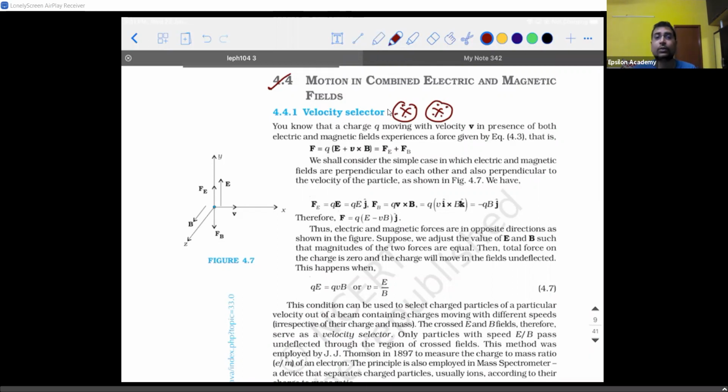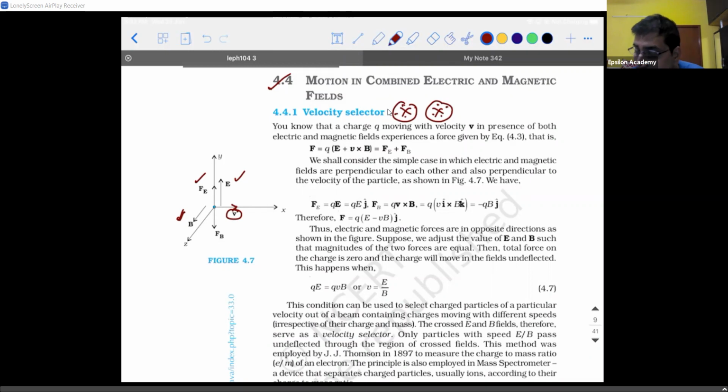But listen to this carefully. Let us say you have an electric field in the direction of positive y-axis, and magnetic field in the direction of positive z-axis. Okay, and if the charged particle is given a velocity, listen to this carefully, if the charged particle is given a velocity in the positive x direction, now think what is going to happen with respect to the electric field.